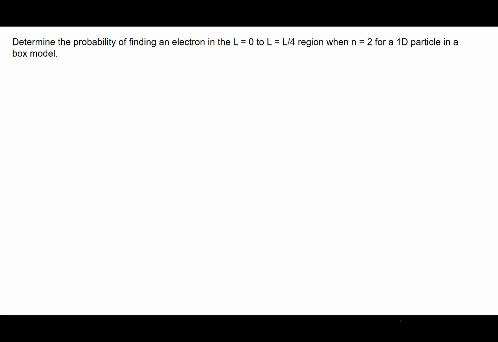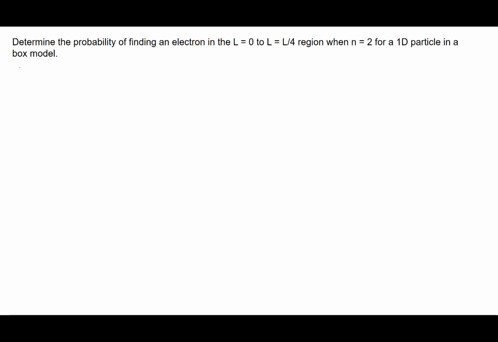So what we're going to talk about in this video is how to determine the probability of finding an electron in the 0 to L over 4 region of a particle in a box, right? A 1D particle in a box model when n is equal to 2. There are two approaches you can take. One is more of a qualitative approach where you simply plot out what the wave looks like, and then you can get a good sense of it.